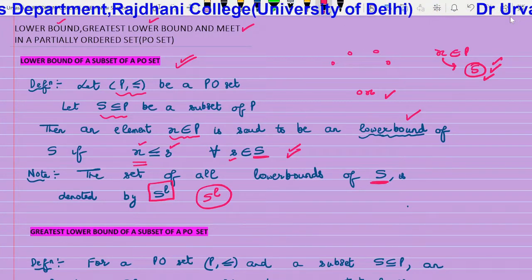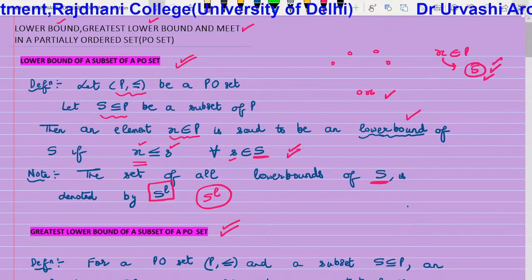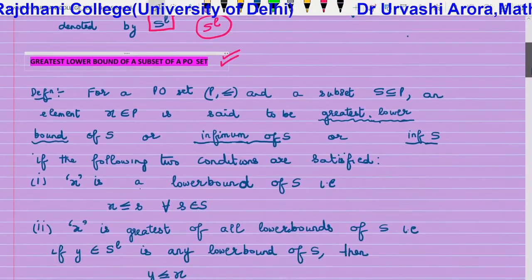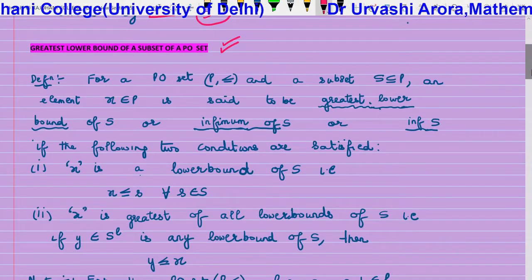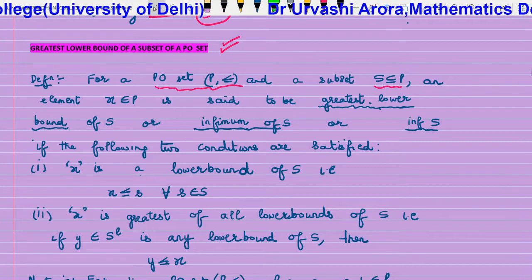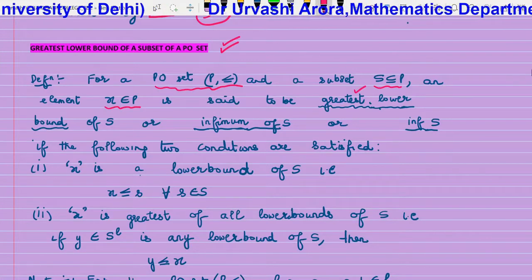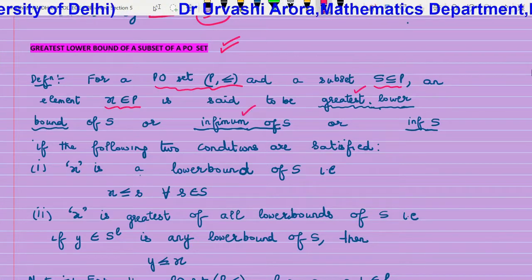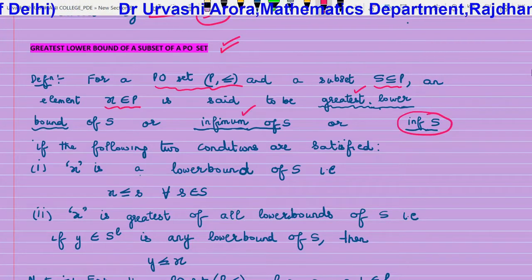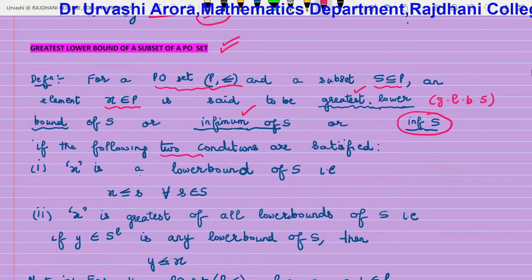Now coming to the next definition, which is the definition of greatest lower bound of a subset of a PO set. What do we mean by greatest lower bound of a subset of a partially ordered set? So for this, let us take a partially ordered set P, less than equal to, and let S contained in P be a subset of P. Then an element X belonging to P is said to be the greatest lower bound of S, or it is called the infimum of S, denoted like this, inf S. Or in short, we can even write it as greatest lower bound of S, if two conditions are satisfied.